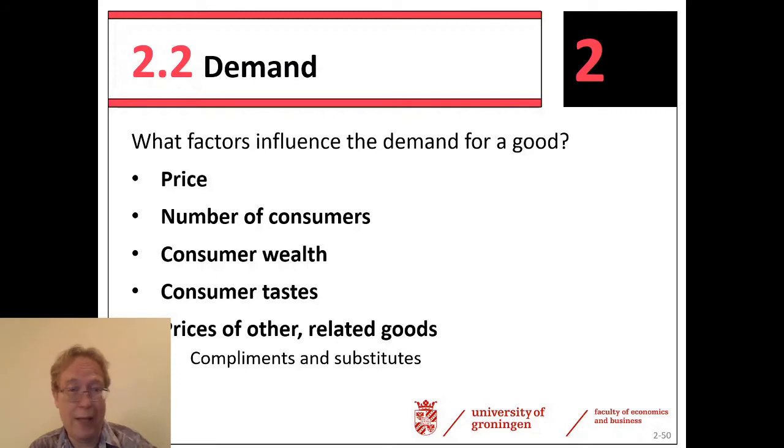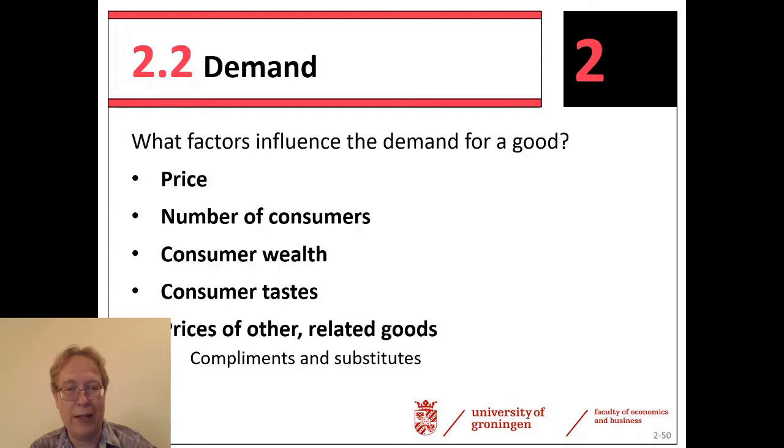Suddenly people may decide that they don't really like tomatoes, or there's some tomato disease that makes them reluctant to consume them. So that will also definitely have an influence on how many tomatoes they're going to want to consume, right? And the prices of other related goods. That's also going to be important.